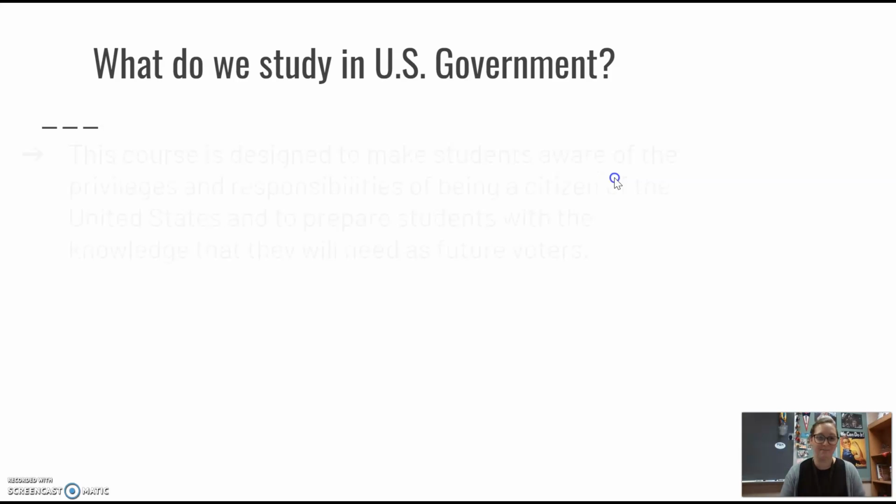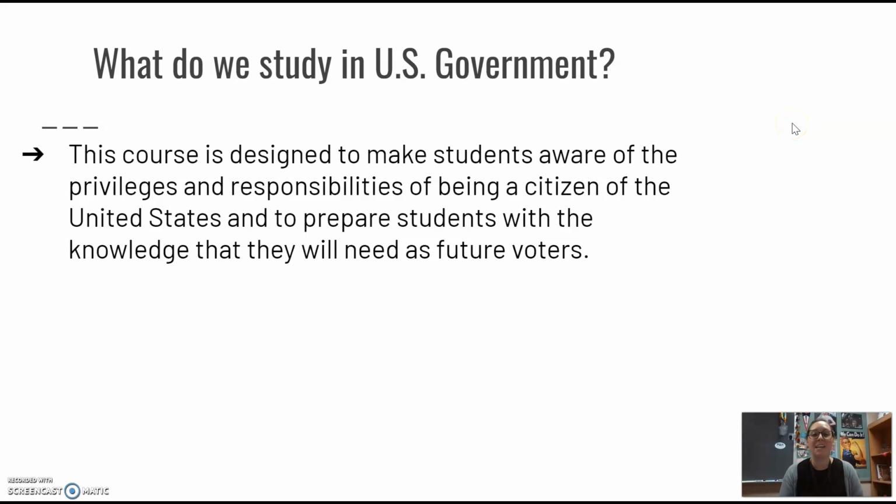This course is designed to make students aware of the privileges and responsibilities of being a citizen of the United States and to prepare students with the knowledge that they will need as future voters. The approach I usually take is that voting is both a right and a responsibility, and what are some responsibilities that come with being a citizen in the United States and being an educated voter.